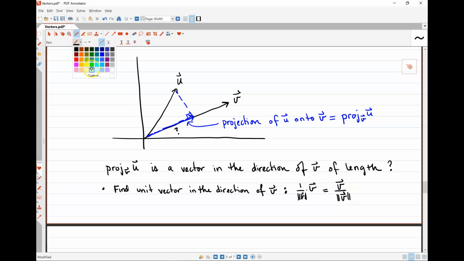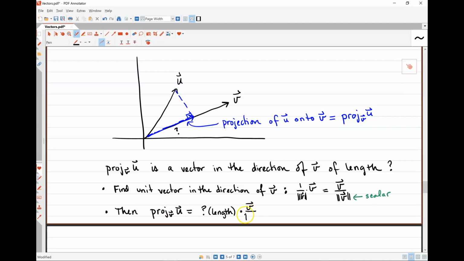Let's just make a note of this. Remember that this is a scalar. It just means it's a plain old number, and that means we're going to divide every component of the vector v by the value of the magnitude of v. All right, so if we find this vector that's in the direction of v, then the vector that we're looking for is just going to be equal to that length, that unknown length as of yet, times this unit vector in the direction of v.